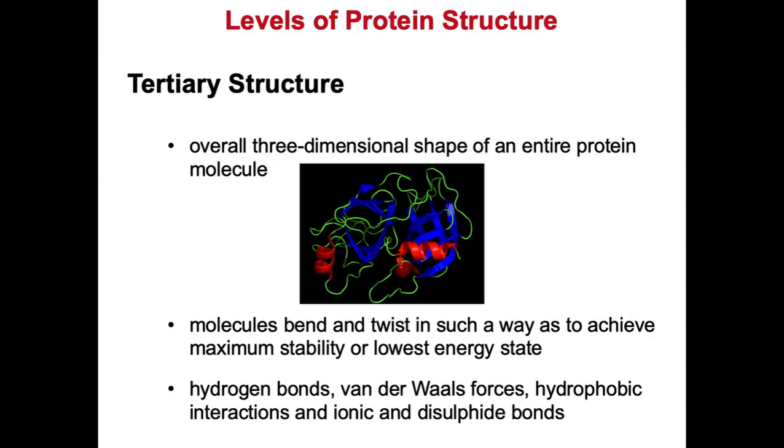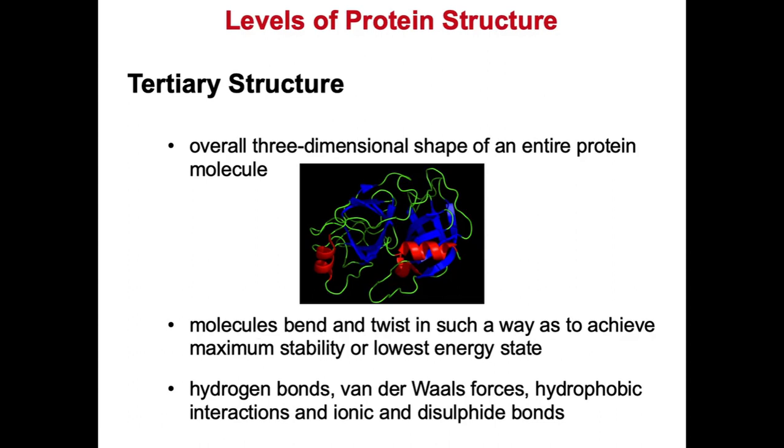Tertiary structure is the overall shape of the entire protein molecule, and you can see here in the diagram the polypeptide chain loops round, it forms alpha helices here and here, and then we also have the beta sheets, but it's this overall fold of how the polypeptide chain interacts with itself, and the molecules will always bend and twist in such a way to achieve the lowest energy state.